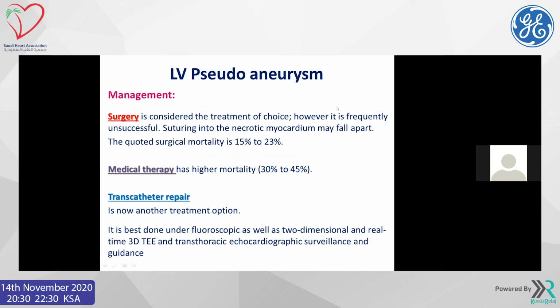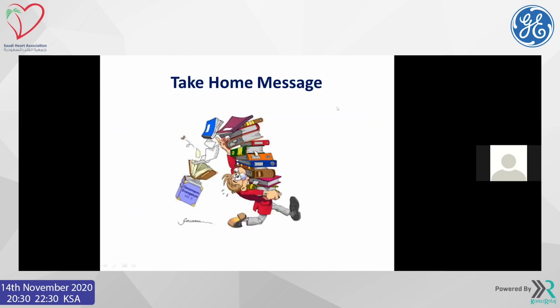Transcatheter repair is an emerging solution. It can be done under fluoroscopic guidance, as well as 3D TEE or transthoracic imaging, like placing a Platzer device or doing some coiling to obliterate the pseudoaneurysm, or a combination of both.